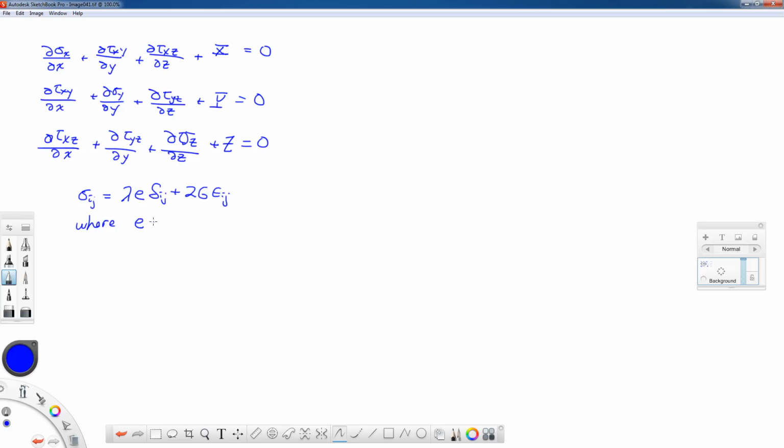e is the trace of the strain tensor. We call that epsilon kk. Let's put a little squiggle underneath that to avoid any confusion later on. So little e is the trace of the strain tensor. Kronecker delta ij is 1 when i and j are the same, 0 when they are different. And lambda and g are Lamé coefficients.